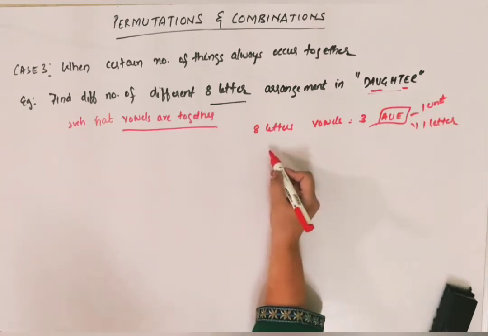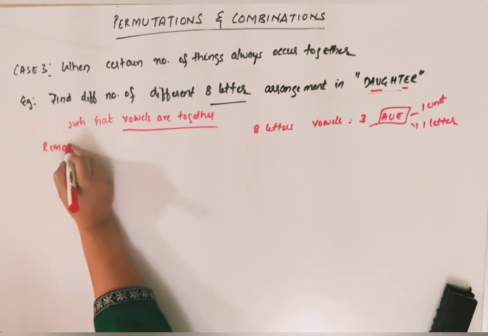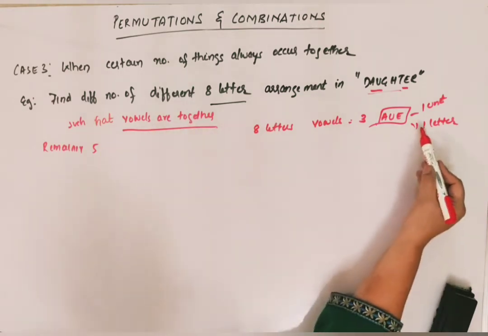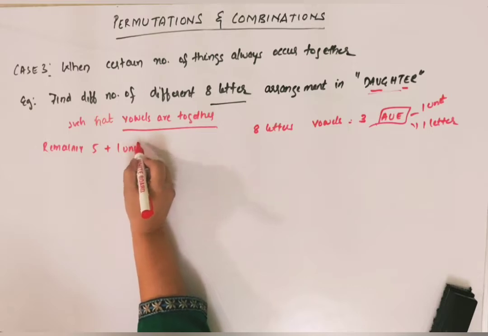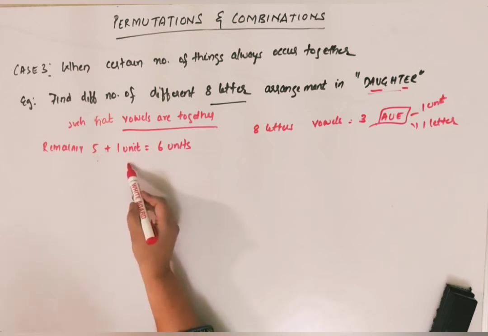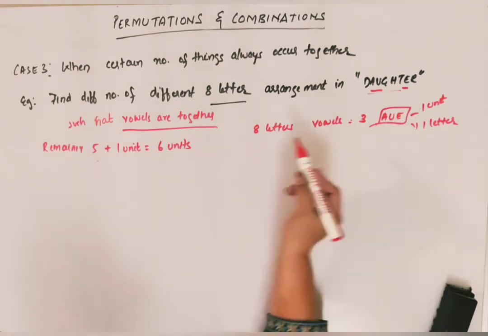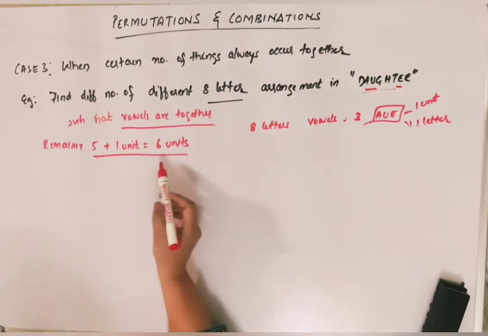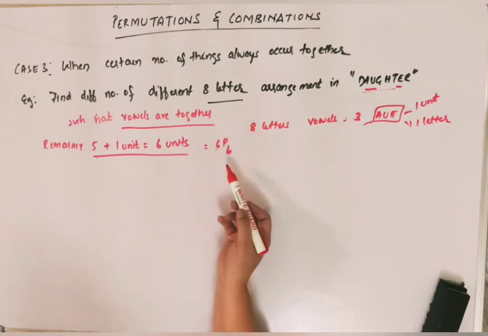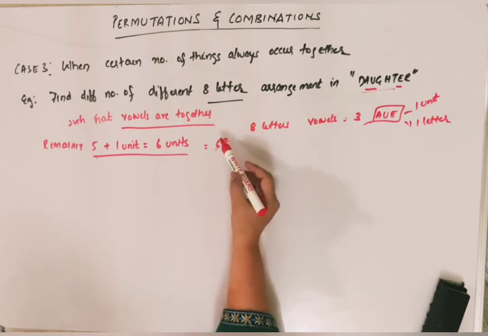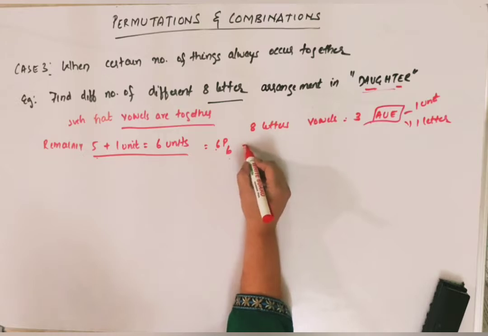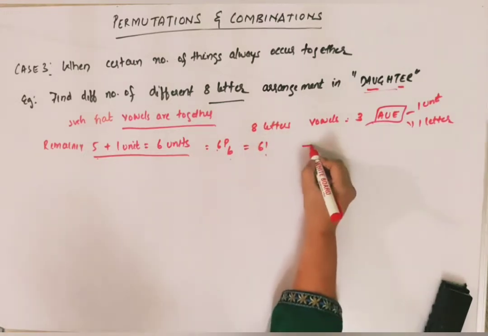Right? Then how many letters are left out? We have 5 letters. Remaining letters is 5. Right? 5 letters. And then we will have to add this one unit. So how many do we get? 6 units. Basically, we have 5 letters and one unit, where all 3 vowels are together. We will have to arrange this. So how many ways can we arrange 6 units? 6p6, because n is 6, r is also 6, because we have to use 6 letters to form a 6-lettered word. Right? So 6p6. What is 6p6? Nothing but 6 factorial. So this is step 1.